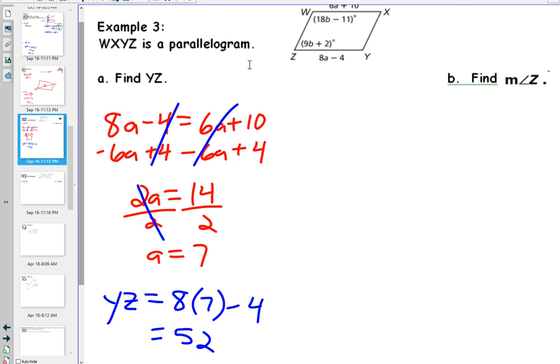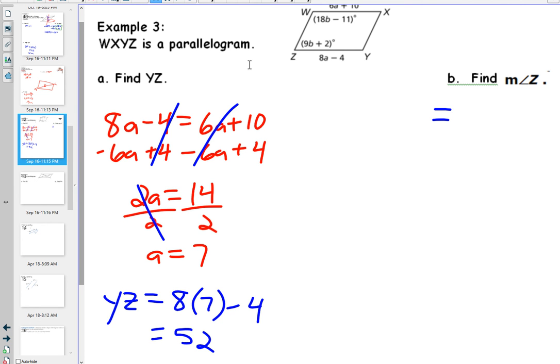Basit, are we okay? All right. And then now the measure of angle Z. So far all we know about the measure of angle Z is that it's 9b plus 2. So I need to know b. In order to find b, I need to write an equation, but I need to figure out what to equate.